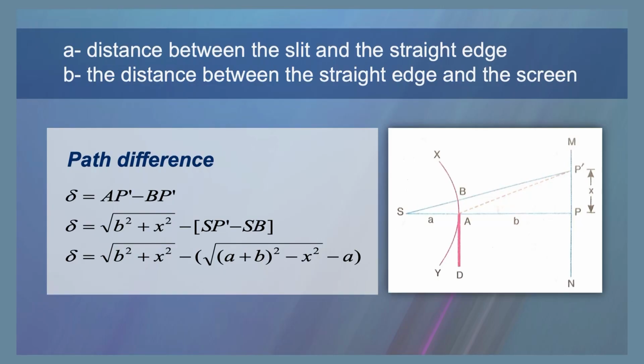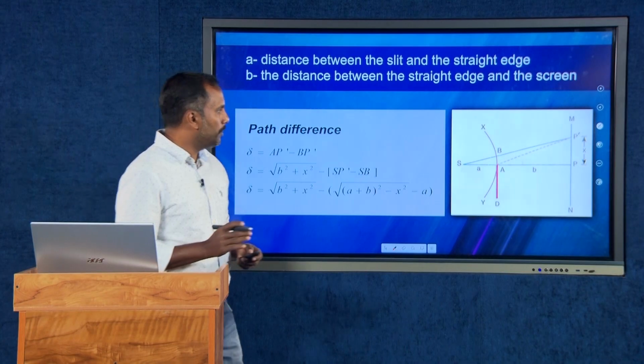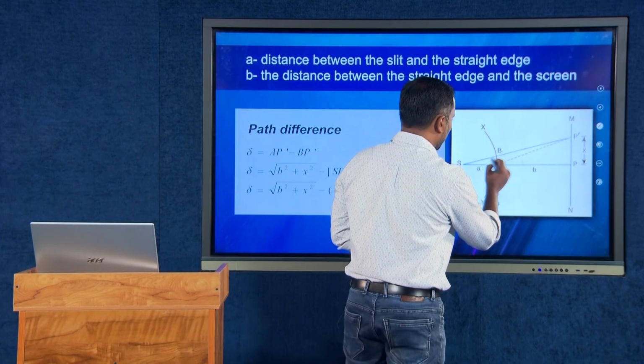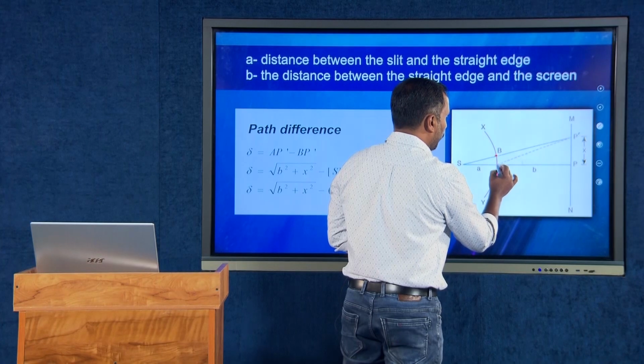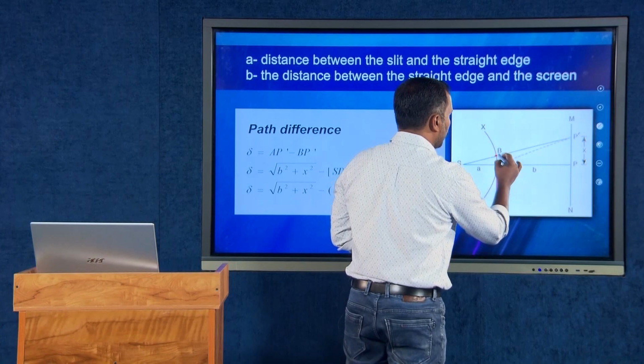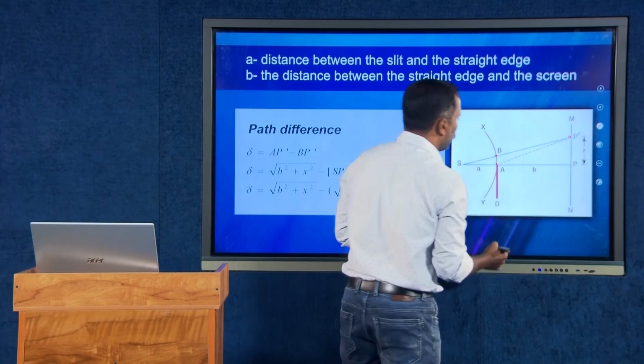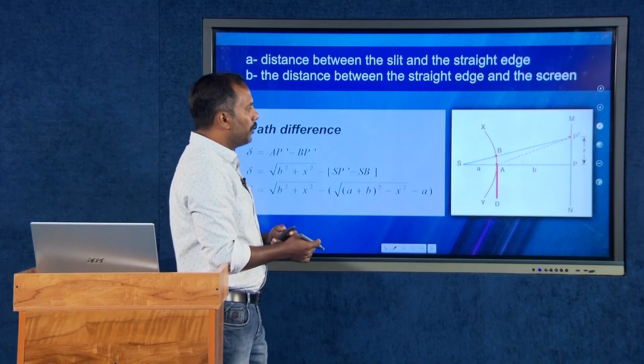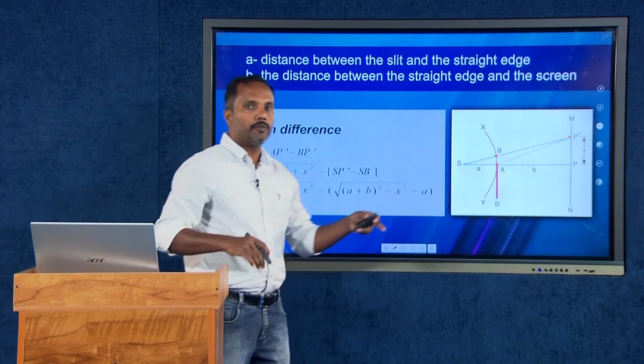Now, moving to the calculation, here the distance between the slit and straight edge we are taking as A, and B is the distance between the straight edge and screen. Now, we have to calculate the path difference. The path difference between two superposing beams, one wavefront from point B and another from A, meeting at point P dash. So that we have to calculate.